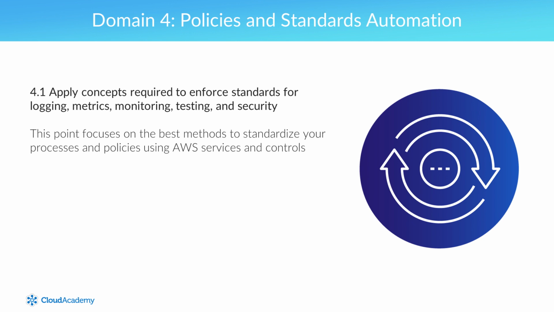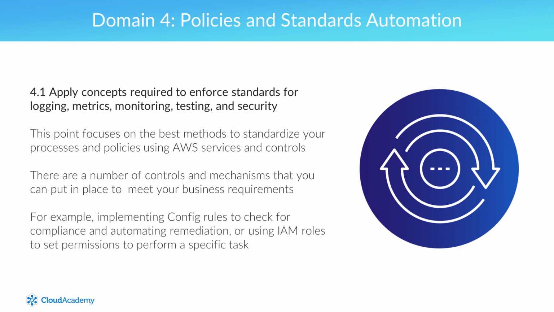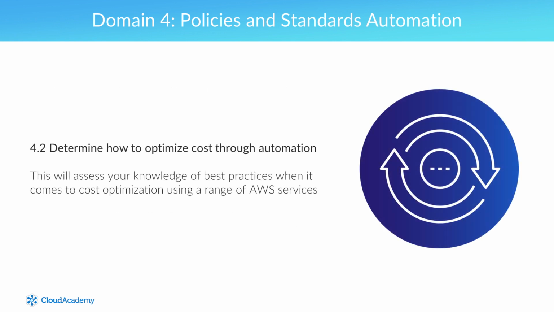This point focuses on the best methods to standardize your processes and policies using AWS services and controls. There are a number of controls and mechanisms that you can put in place to ensure certain actions can or can't take place depending on your business requirements. For example, implementing Config rules to check for compliance and automating remediation, or using IAM roles to set permissions to perform a specific task.